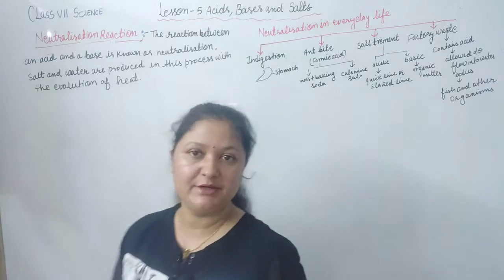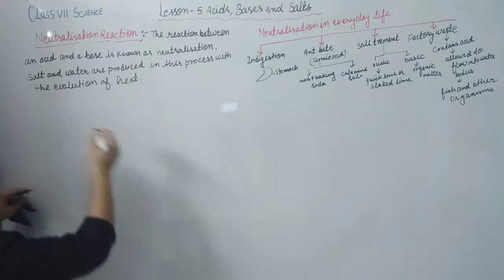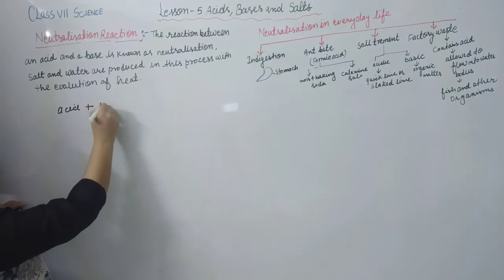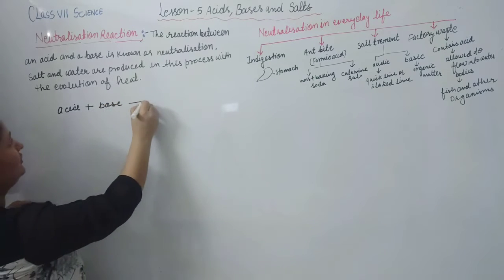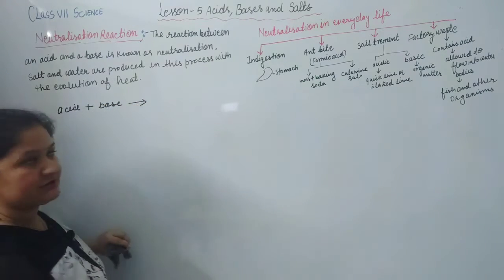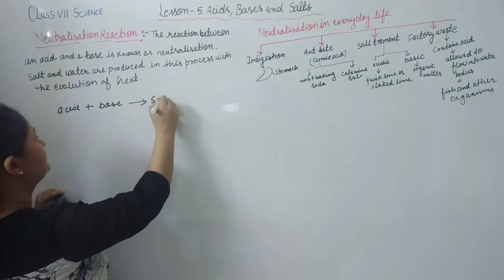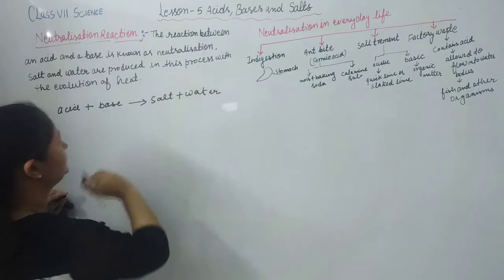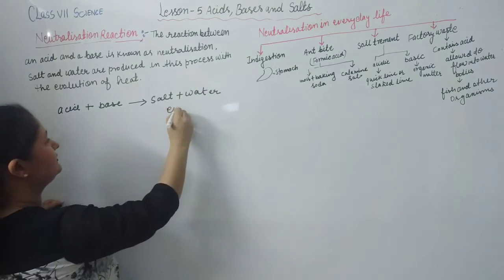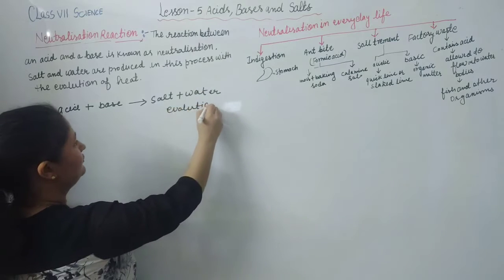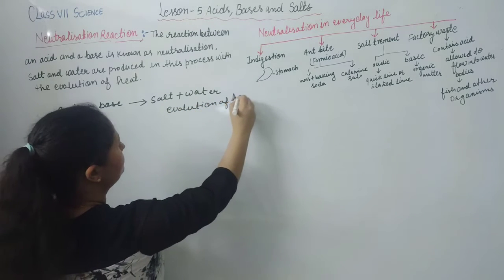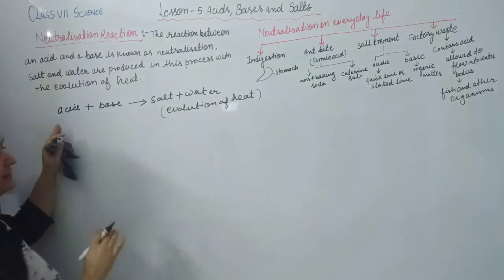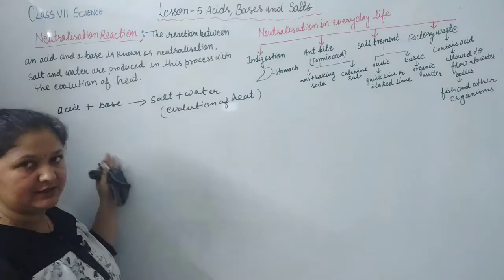So once again I am repeating, the reaction between acid and base is known as neutralization, right? And salt and water are produced in this process with the evolution of heat, right? So let us write some examples of neutralization reaction.